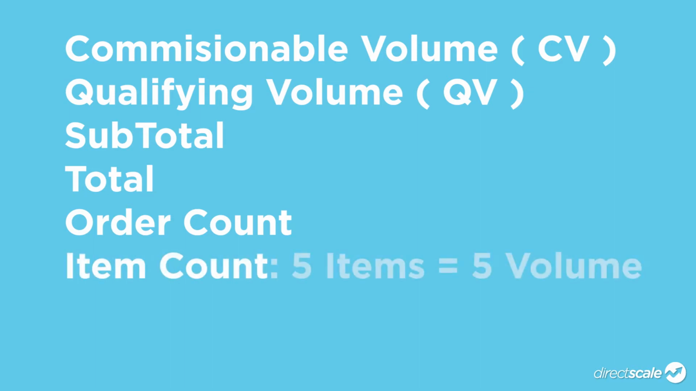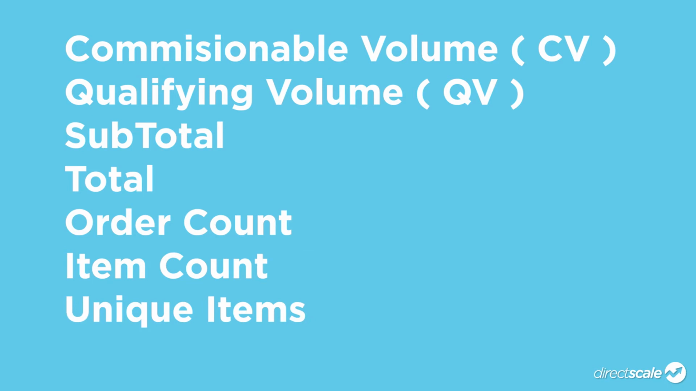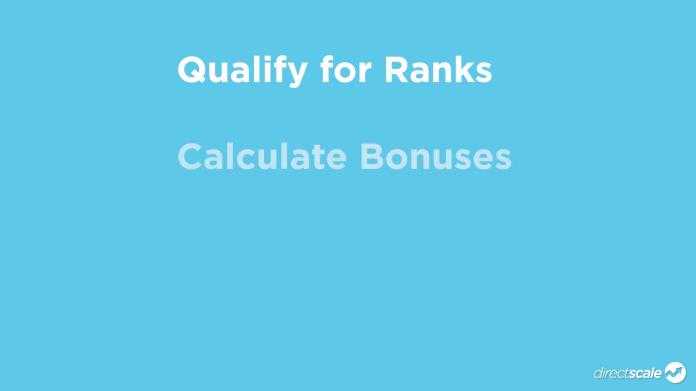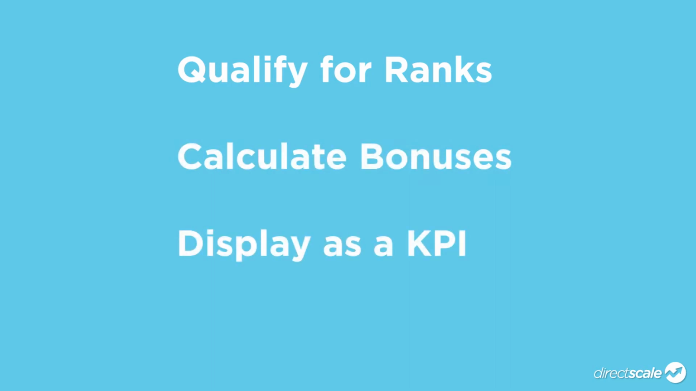For example, an order with an item quantity of 5 equals 5 volume. Unique items, number of items sold. For example, an order with an item quantity of 5 counts as 1 volume. Each volume defined will assign a value to each associate. Use volume to qualify for a rank, calculate a commission bonus, and display as a KPI.